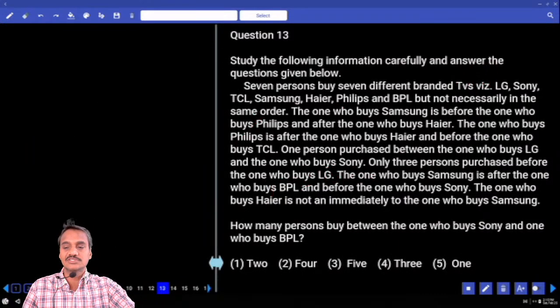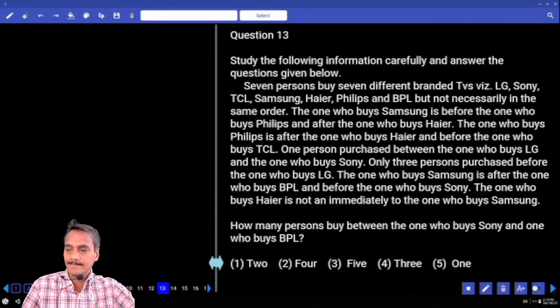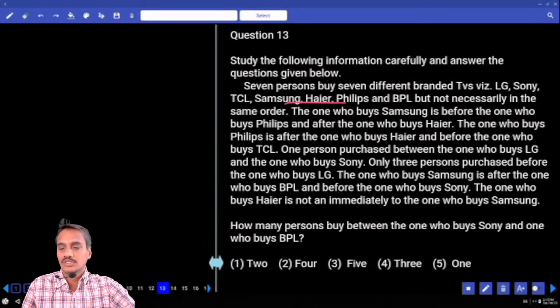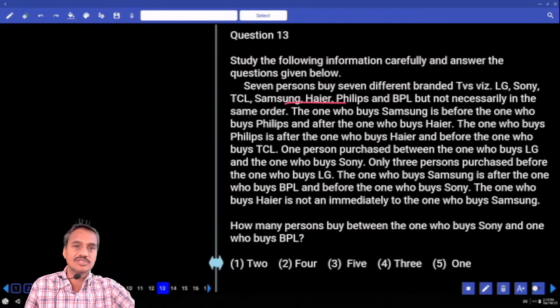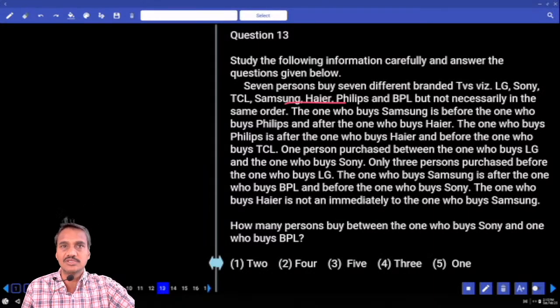Then from 13 onwards, in these question numbers, how many persons are there? 7 persons. These 7 persons buy 7 different products and branded items, and so on, and 7 different items were given. Then one after the other, we start in order. We already left 5 questions, and this must be worked on as the first priority itself.